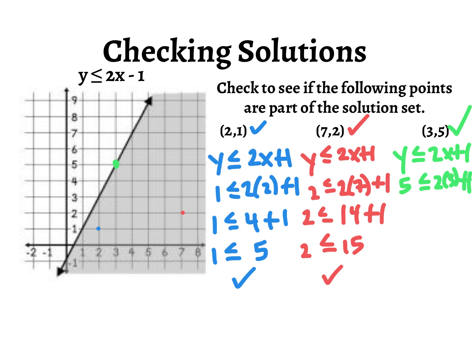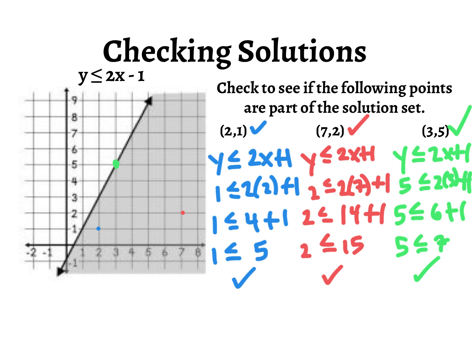Sorry for my handwriting here. We do parentheses first. 2 times 3 is 6. So 5 is less than or equal to 6 plus 1. And notice how we have 5 is less than or equal to 7, which is true. On the line, if the line is solid, it'll always work out. The equal to symbol gives you the option of making sure that these two numbers can match or equal each other.